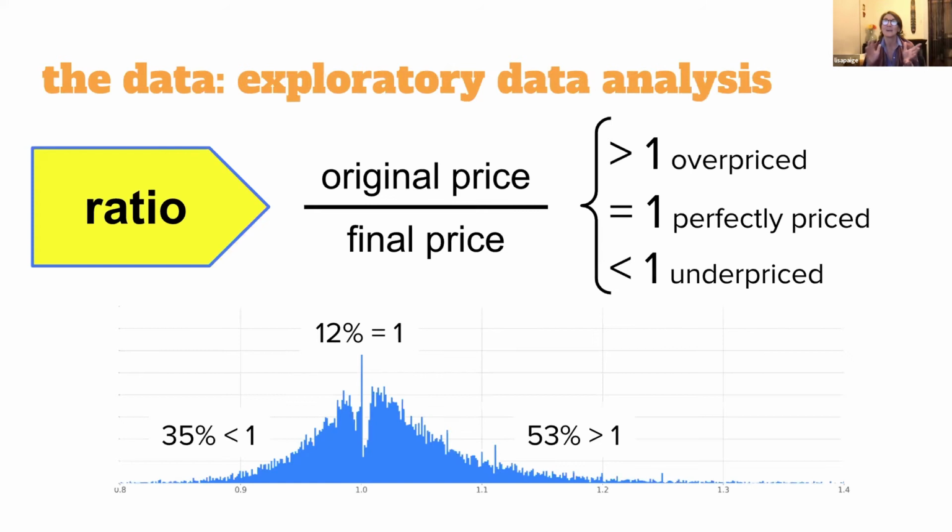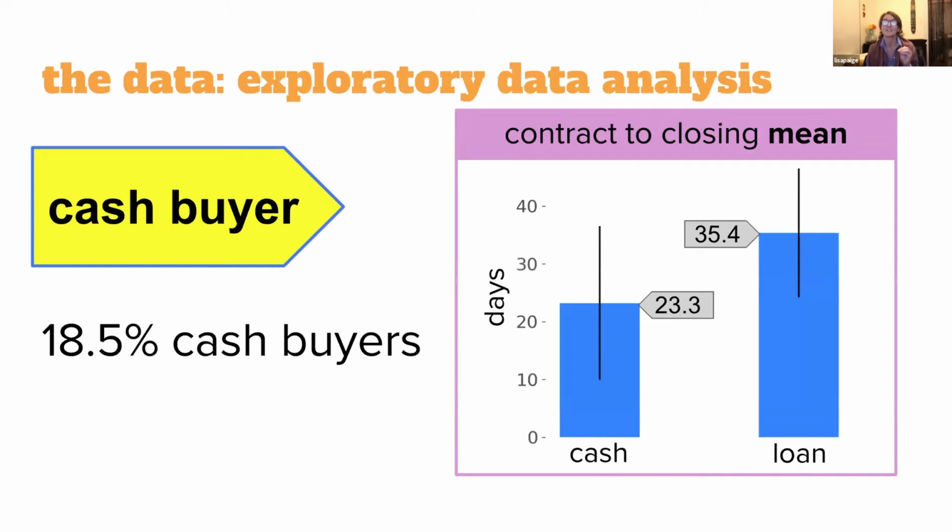For example, ratio is a comparison of the original price to the final price. If this value is greater than 1, the listing was initially overpriced. Cash buyers show up in about 1/5 of our data and are instrumental in predicting the time to go from contract to closing, which probably doesn't surprise you.